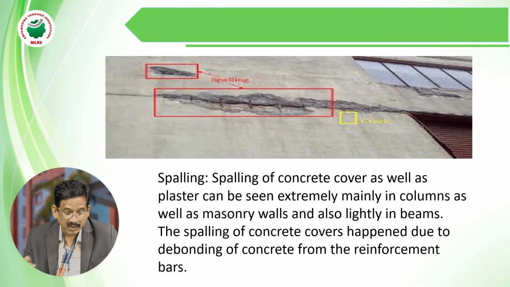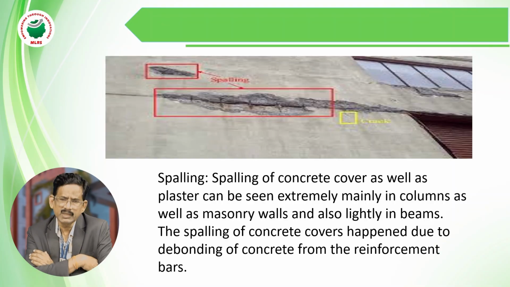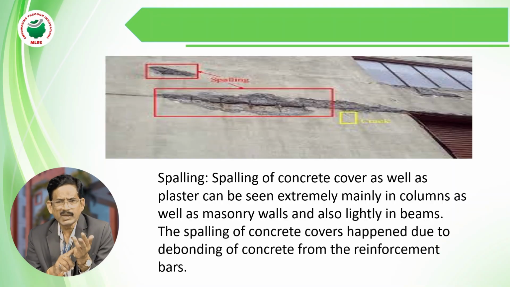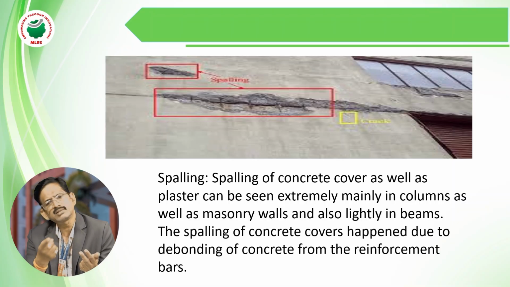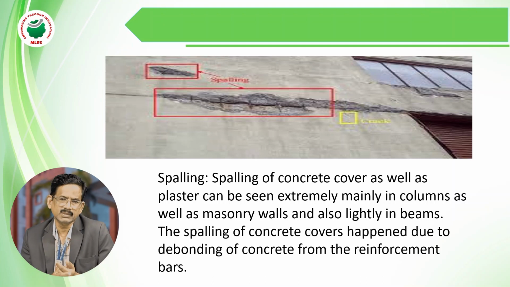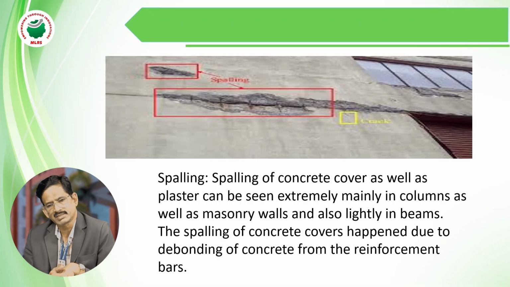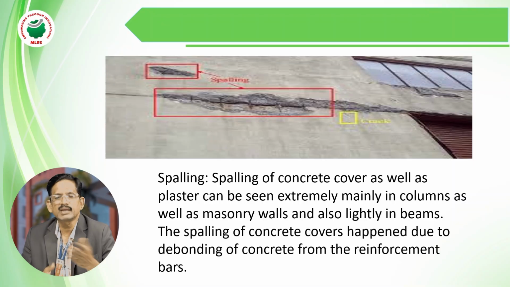Next, coming to the spalling. Yesterday I told you that because of the corrosion of the steel reinforcement, the spalling of the concrete will occur. Because of the spalling of the concrete, we are getting the reduction of the compressive strength of the concrete, and at the same time we are getting the reduction of the yield strength of the steel also. So that's why we are getting dual disadvantages because of the corrosion of the steel reinforcement.